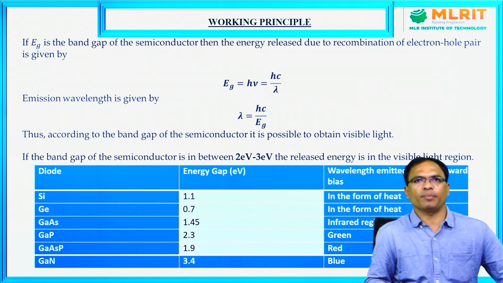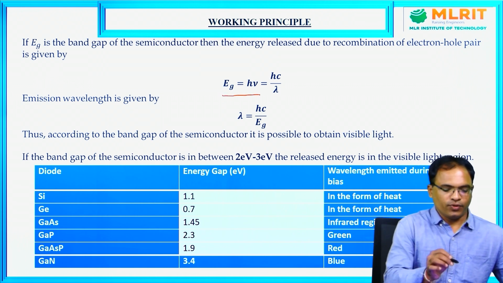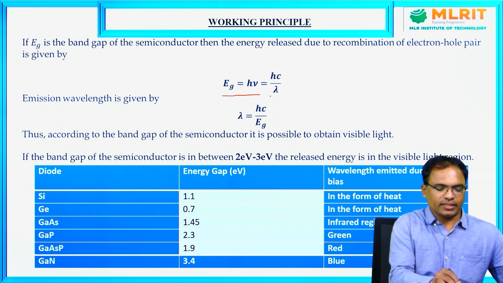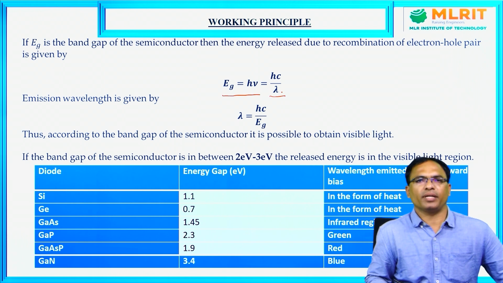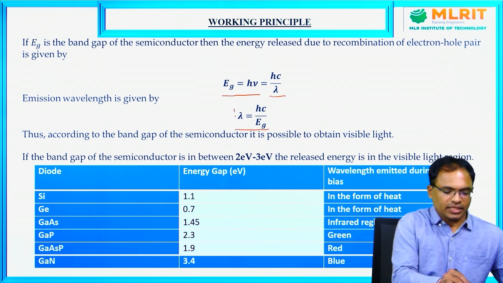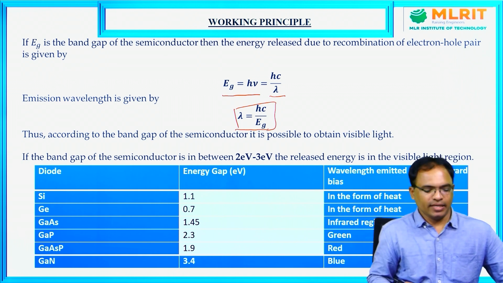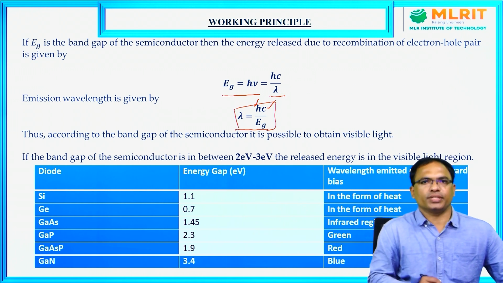So the radiation coming out from the LED has some energy. The energy emitted by the LED is given by this equation. We know E equals h nu, or in terms of lambda, we can write it as hc by lambda, where lambda is the wavelength of light emitting from the LED. So the wavelength of light emitting from the LED is given by this equation: lambda is equal to hc by Eg, where h is Planck's constant and c is the velocity of light, both are constants.